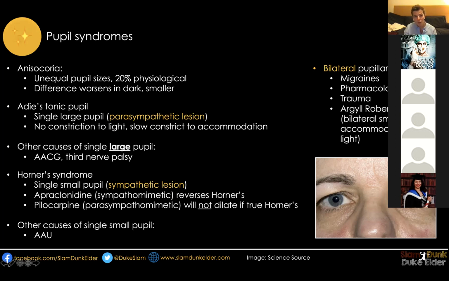Other causes in the differential for a large unilateral pupil include angle closure, mid-dilated pupil, and third nerve palsy, when the pupil is reported to be blown, okay? That's because the autonomic fibers are being compressed.